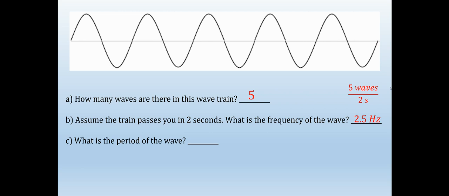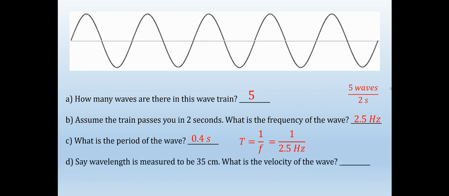We can then find the period of the wave, right? So the period of the wave is the inverse of the frequency. And we just found our frequency to be 2.5. So 1 over 2.5 hertz gives us a time of 0.4 seconds. So one of those waves goes by us in 0.4 seconds. All of them go by in 2. One of them goes by in 0.4.